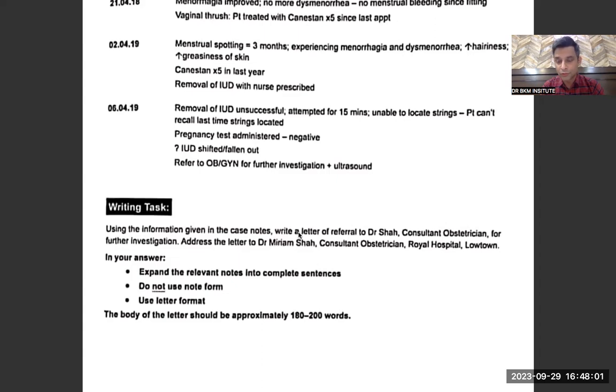Okay. So first of all, you need to find to whom you are writing the letter. आप letter किसको लिख रहे हो? So in this case, the first thing I will do is, using the information, write a referral letter to Dr. Shah, consultant obstetrician. So you're writing to an obstetrician, which means the letter would be like writing to a gynae or obstetrician. That means it would be related to pregnancy, for further investigation. So the purpose is also given. That is what makes OET so easy. That purpose is already given: obstetrician for further investigation. Again, this is the address.